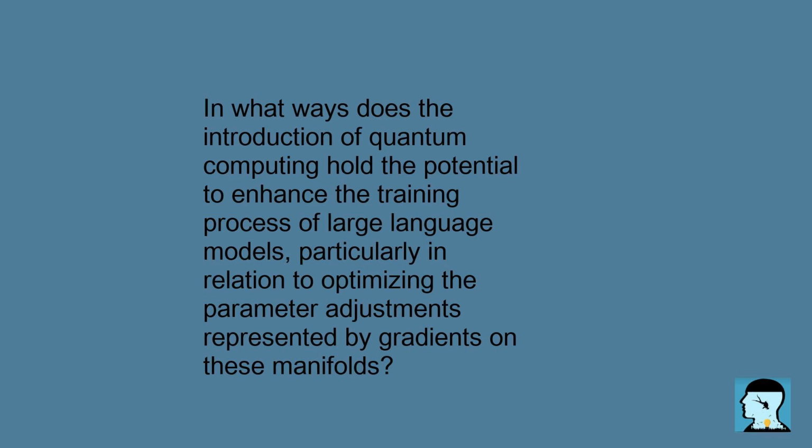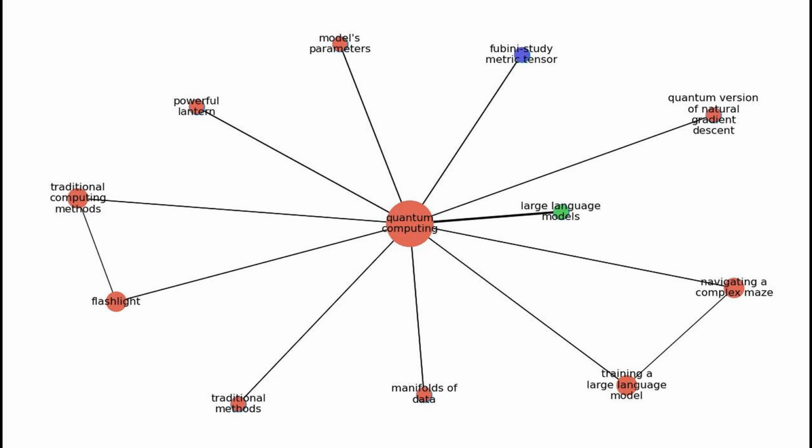In what ways does the introduction of quantum computing hold the potential to enhance the training process of large language models, particularly in relation to optimizing the parameter adjustments represented by gradients on these manifolds? Quantum computing has the potential to significantly enhance the training process of large language models by optimizing how we adjust parameters represented by gradients on the manifolds of data.